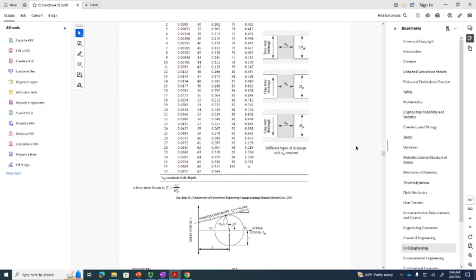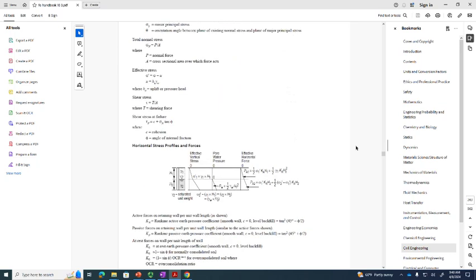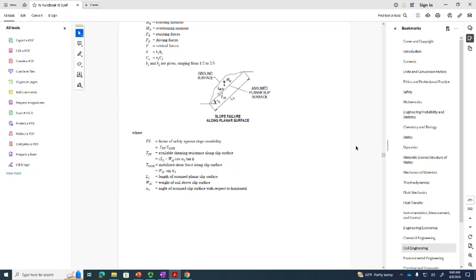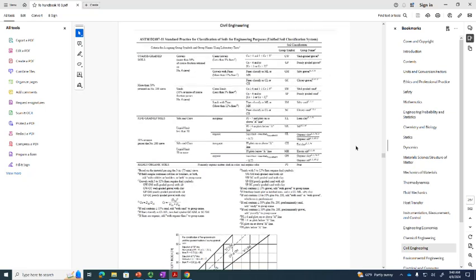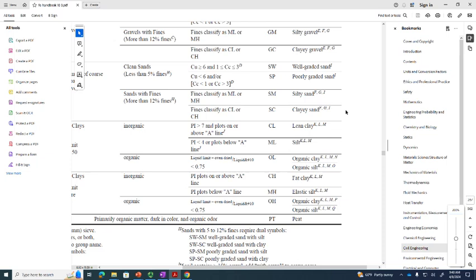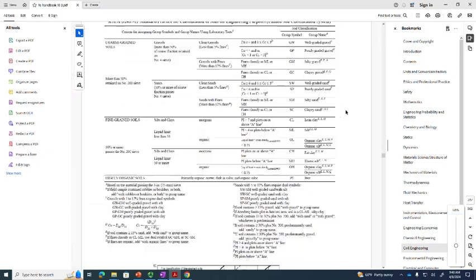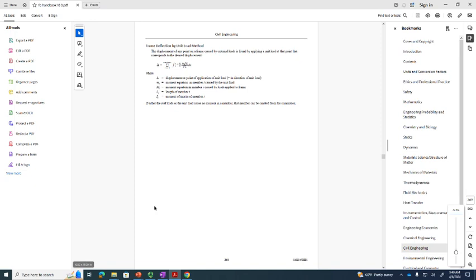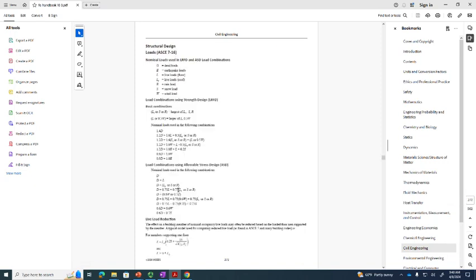I know y'all know that. Let's see, we've got our horizontal pressures, Rankine and active, all that. Vertical stress. Soil classifications. Please tell me this is familiar, right? I know it is. All right, structural analysis, influence lines, truss deflections, beam deflections, all that.